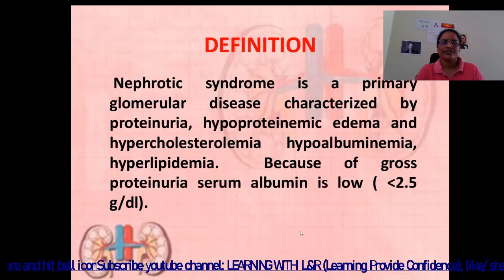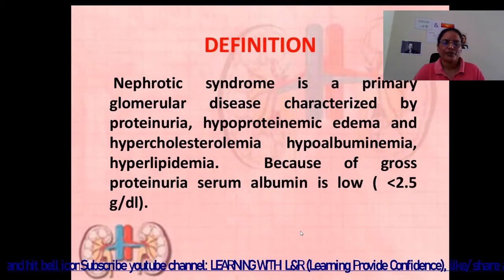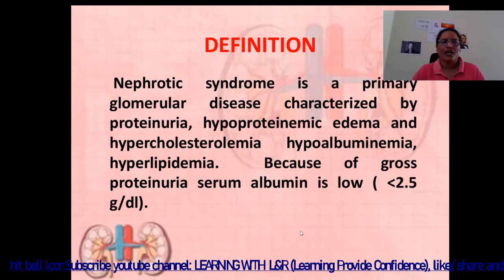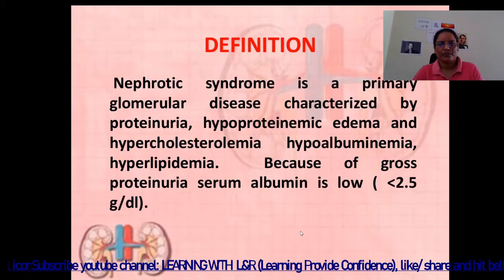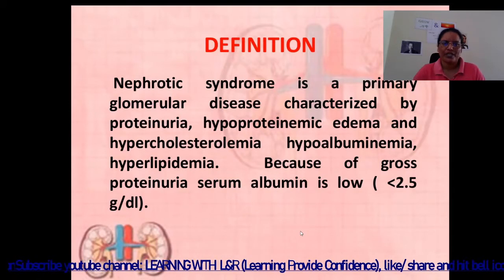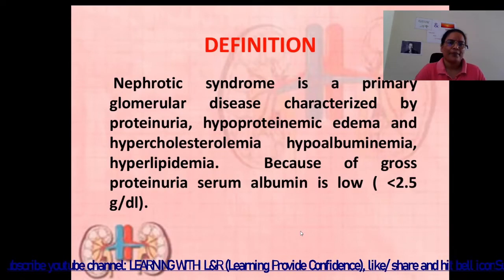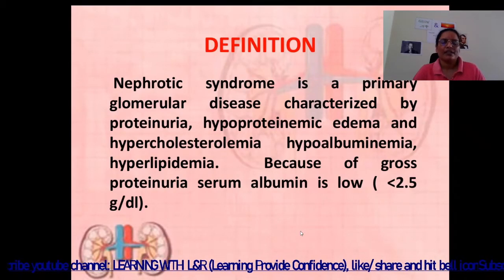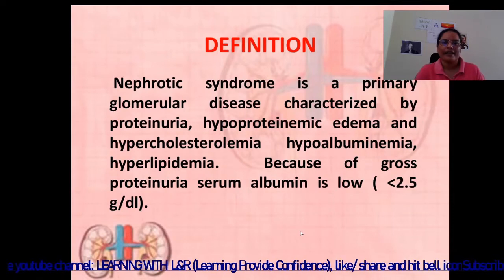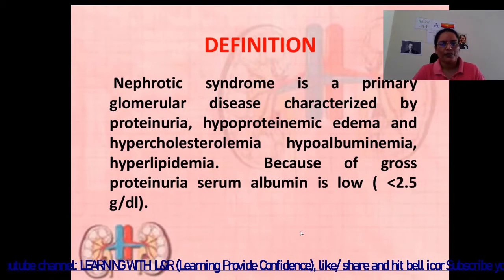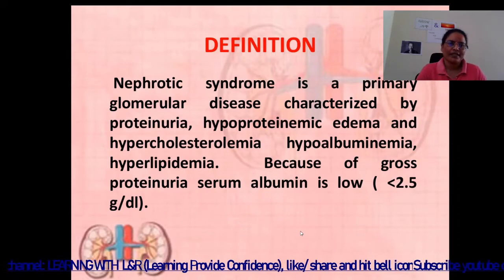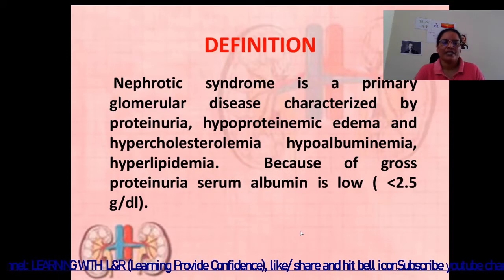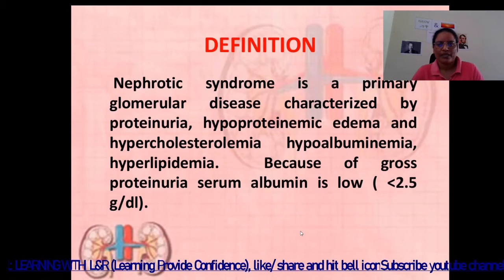Proteinuria means protein present in the urine. Hypoproteinemia, the protein level in the blood is reduced. Edema, swelling is there. Hypercholesterolemia, the cholesterol level is high in the blood. Hypoalbuminemia, the albumin level is low in the blood. And hyperlipidemia, lipid is high in the blood.